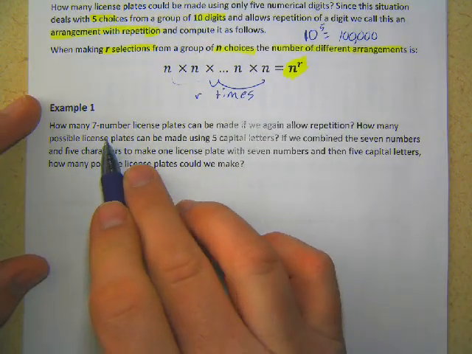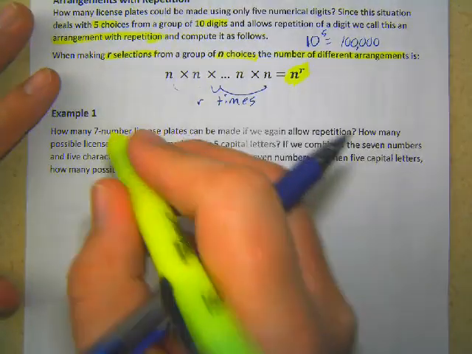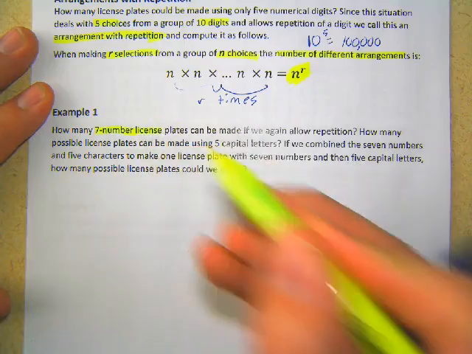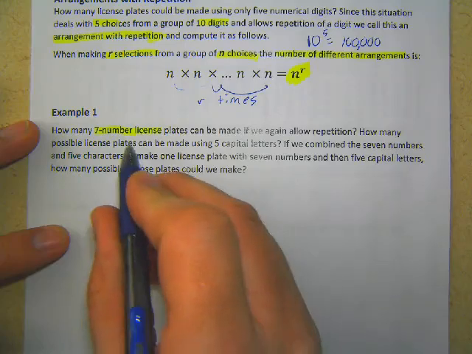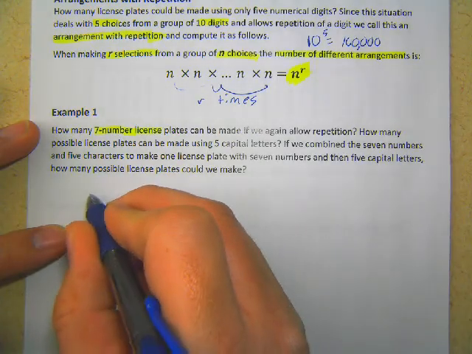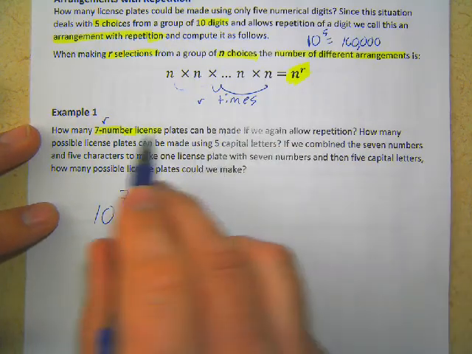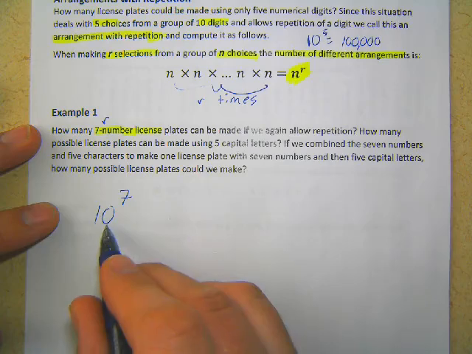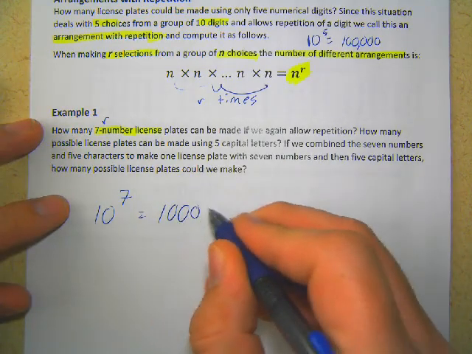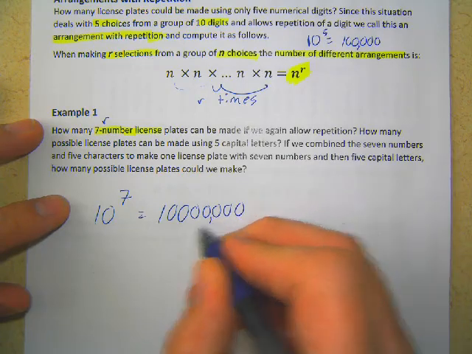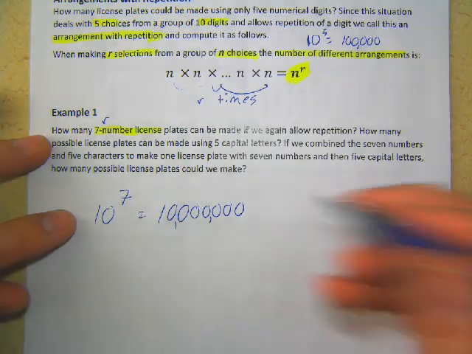How many 7-number license plates can be made if we again allow repetition? So we go down and do 7-digit license plates. Now we're still doing 10 numbers, so we have 10 choices, and we have 7 for the power, that's going to be our r. Because we're using numbers still, 0 through 9, that's why it's 10. And so we'd have 10 with 7 zeros. So we'd have 10 million choices, because we have 10 to the 7th.